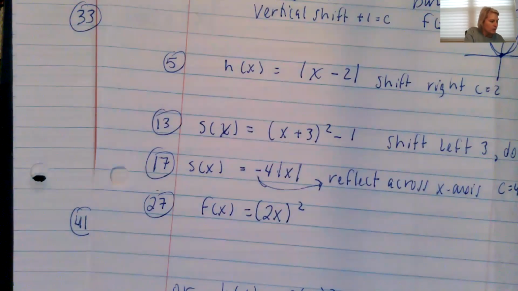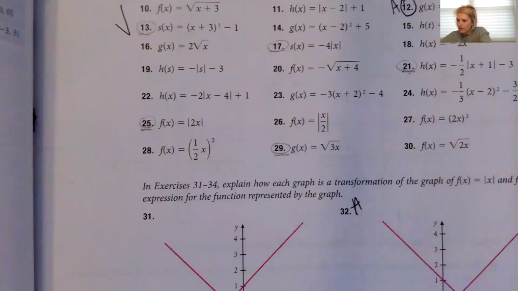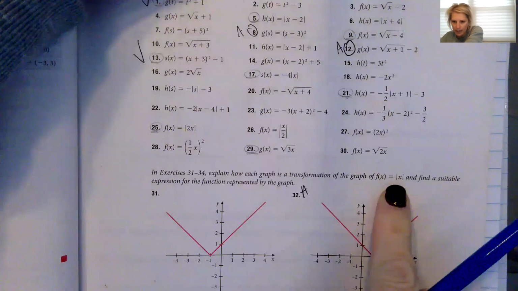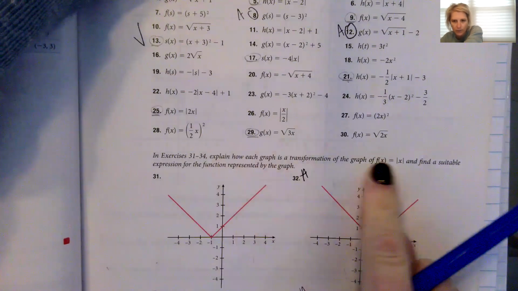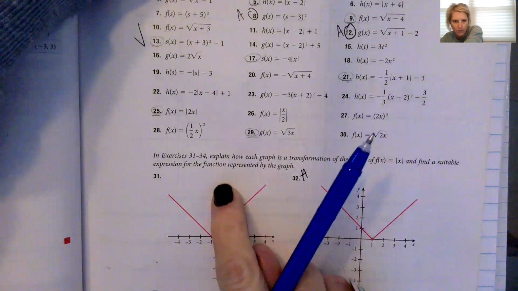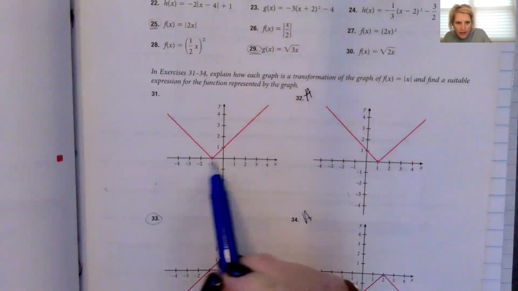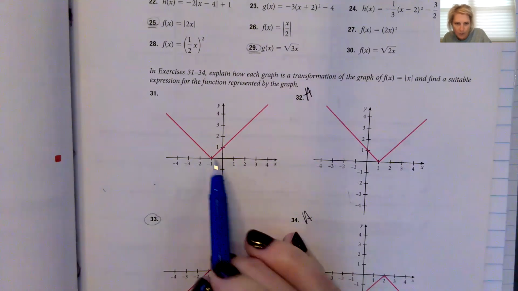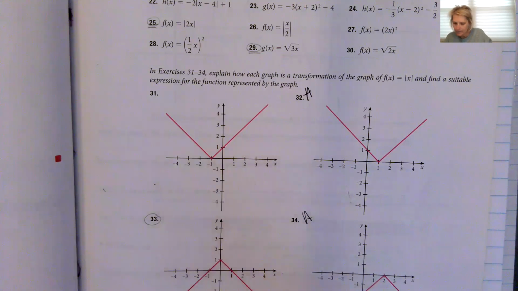Okay. So number 33 is in the book here. The base function, they tell us, is this absolute value function. And it says, explain how each graph is transformed from this base function and find a suitable expression for the function represented by the graph. So let's look at, we'll do 31 first. So 31, it's on the x-axis, so it looks like it's only been shifted to the left 1. And so remember, when we shift it to the left, it's a +1 on the inside.